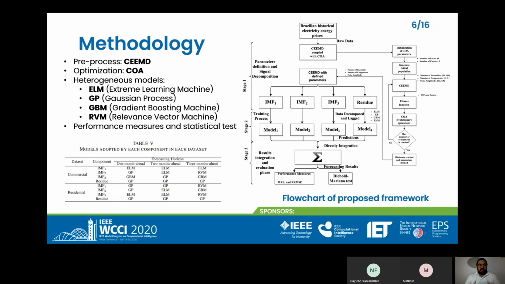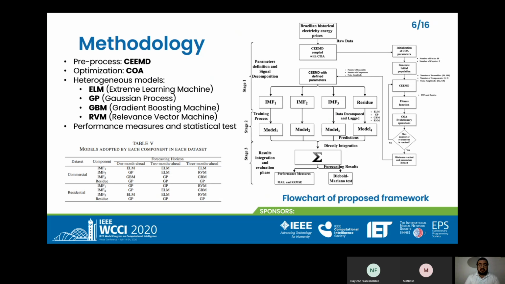So the methodology of this paper has the following steps. The CEEMD preprocesses the data into 4 different components. The COA optimization tunes the CEEMD hyperparameters, and finally the heterogeneous model with trends. The heterogeneous models are the extreme learning machine, the Gaussian process, the gradient boosting machine, and the relevance vector machine.